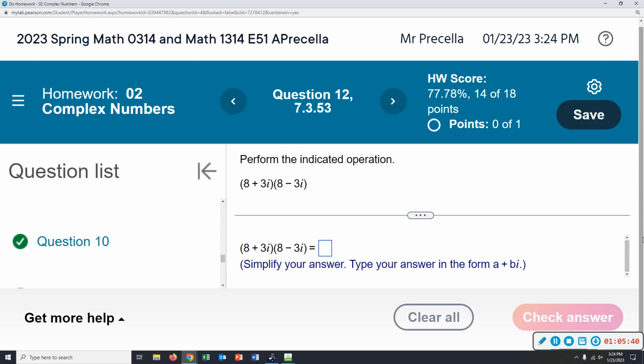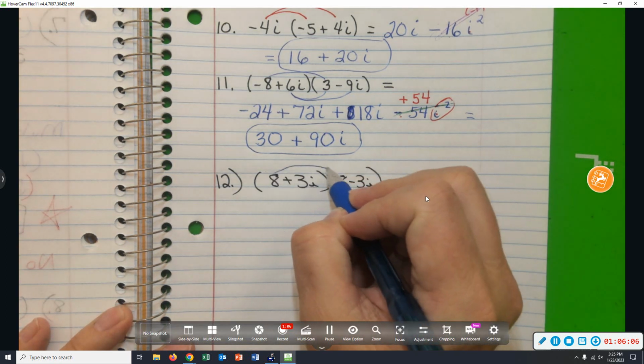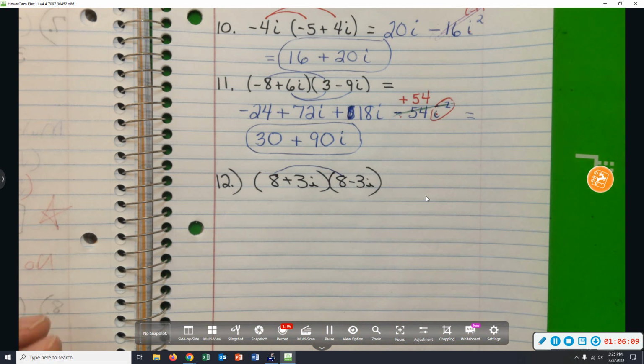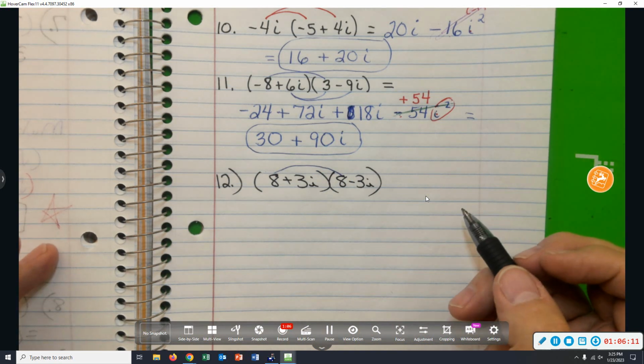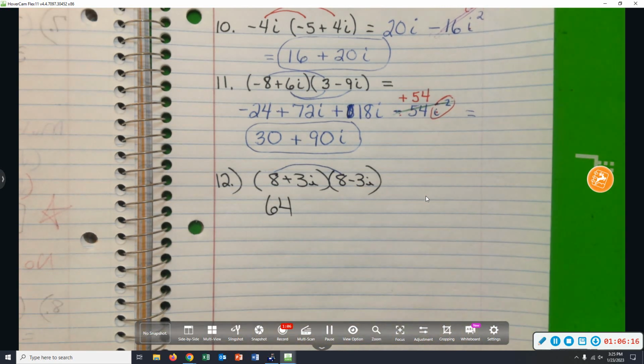We have the complex number 8 plus 3i, and it's being multiplied by the complex number 8 minus 3i. Are we going to FOIL on this one? Yes. So here we go. First, not a trick question. 8 times 8, 64.